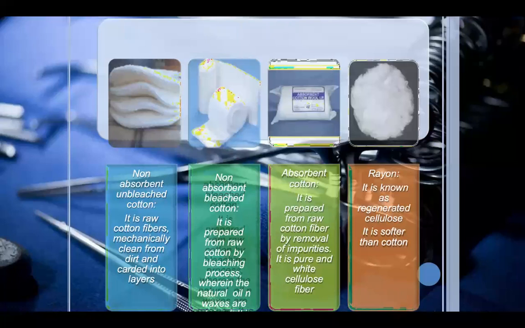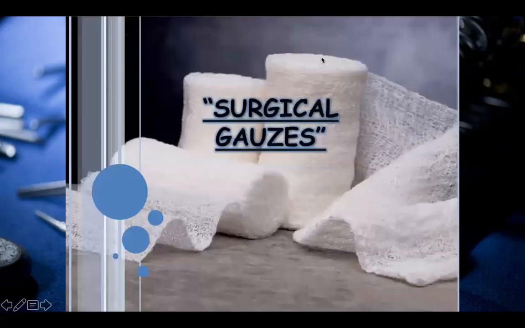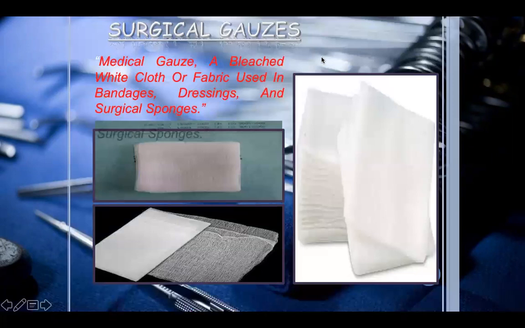Then you can see in the picture rayon. It is known as regenerated cellulose. It is softer than cotton. Then surgical gauze. Medical gauze is a bleached white cloth or fabric used in bandages, dressings, and surgical sponges.